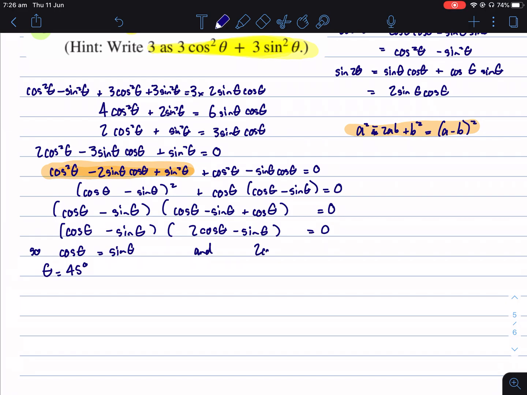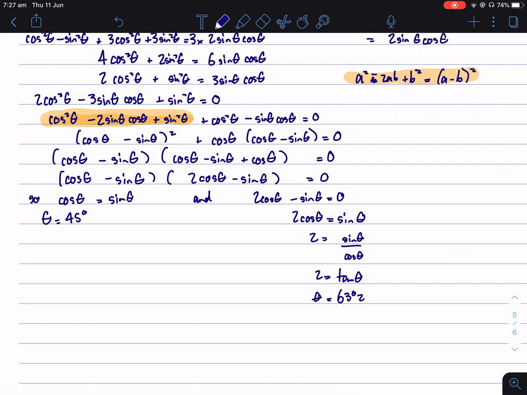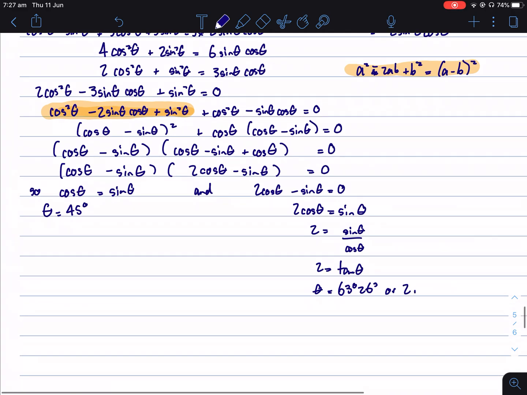In this one, we've got 2 cos theta minus sine theta equals 0. So 2 cos theta equals sine theta. So we've got 2 equals sine theta on cos theta. So that gives us 63 degrees, 26 minutes, or 243 degrees, 26 minutes. I feel like I have made a series of catastrophic errors in this question.